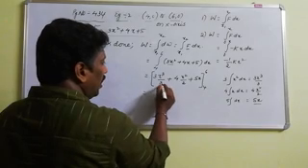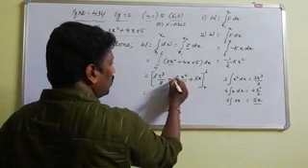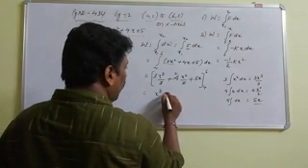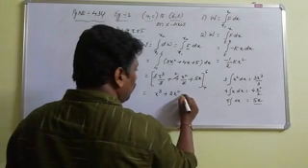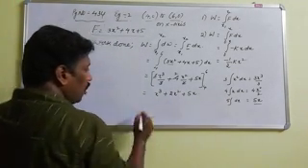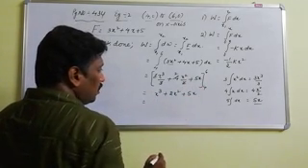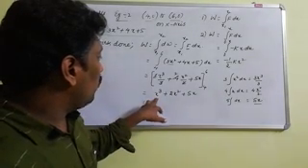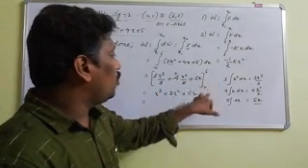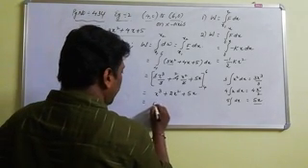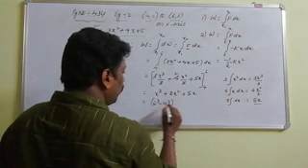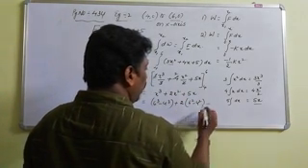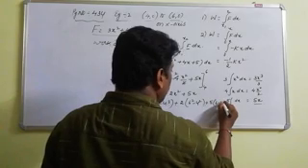Now see what we are getting here: the 3 cancels out, and two ones are two, two twos are two. So you get x cube plus 2x square plus 5x. Now how do we evaluate this? x cube means 6 cube minus 4 cube, plus 2 into 6 square minus 4 square, plus 5 into 6 minus 4.